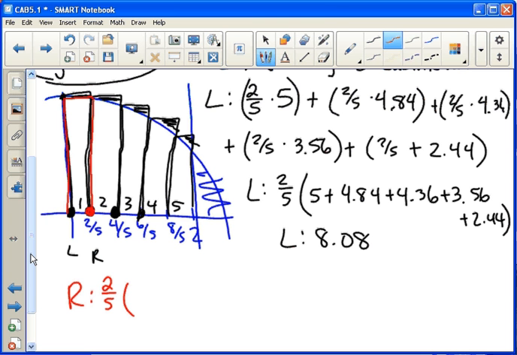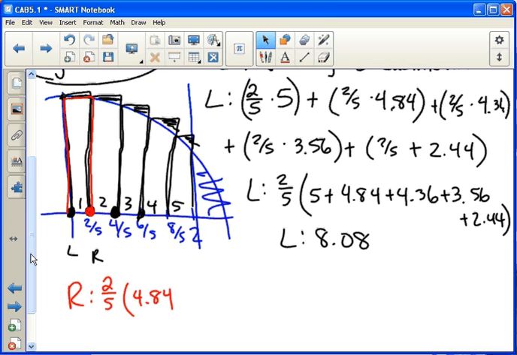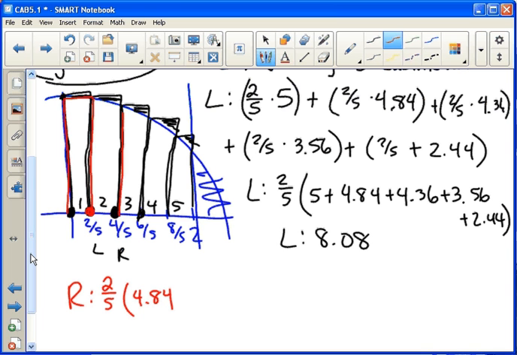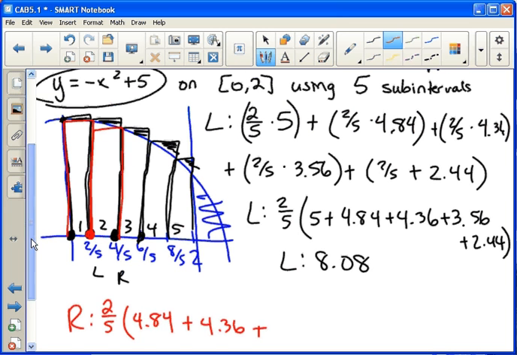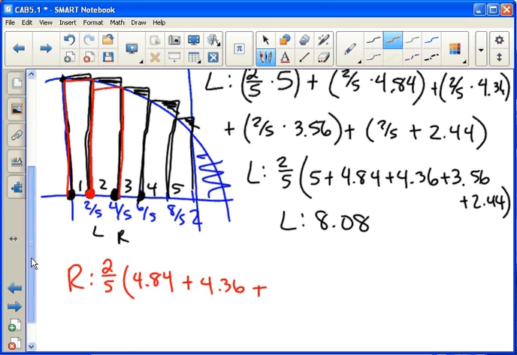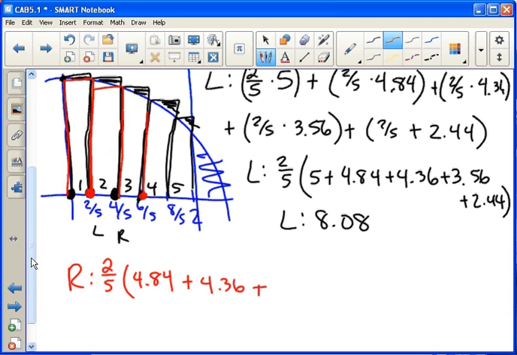And then I look at subinterval number 2. My right endpoint this time is 4/5. So I draw up at 4/5 and make a rectangle. And I know my height at 4/5 is 4.36. Again, I'm just plugging 4/5 back in my original equation, y equals negative x squared plus 5. So then my right endpoint for subinterval 3 is 6/5, and then 8/5, and 2. So this time I'm using 2. I didn't before. But my heights at those would be 4.36, 3.56, 2.44, and 1.